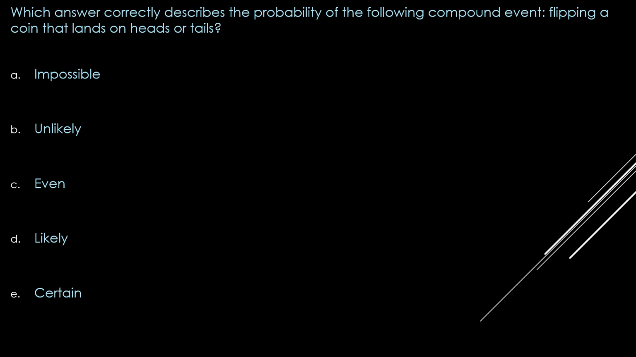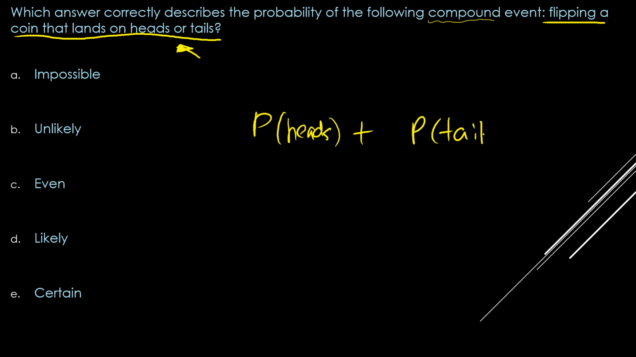Which answer correctly describes the probability of the following compound event? We are flipping a coin that lands on heads or tails. Well, if I flip a coin, it's either going to land on heads or it's going to land on tails. Okay, now notice how this is a compound event, right, which means we're doing 2 things. And this question uses the word "or" in the middle. Okay, so I am adding my probabilities here, probability of heads and probability of tails.